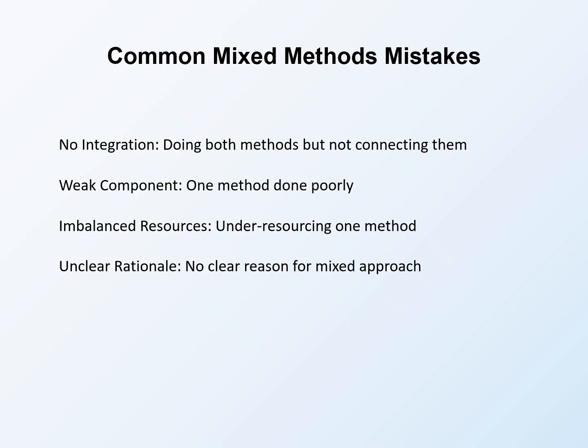Both components need quality. Imbalanced resources means under-resourcing one method. If you budget well for surveys but not for interviews, interview quality suffers. Resource both adequately. Unclear rationale means no clear reason for mixed approach. Why use mixed methods? If you cannot explain, reconsider. Mixed methods should be purposeful.